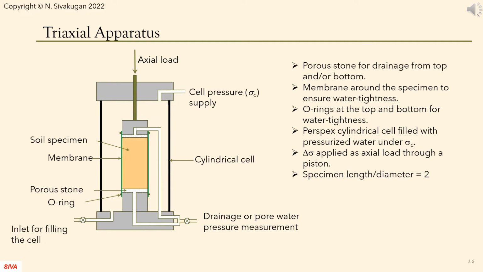Triaxial test is the most popular laboratory test to determine the cohesion and friction angle of a soil specimen in the laboratory. We test a cylindrical soil specimen, held within an impermeable membrane, surrounded by pressurized water in a perspex cell. A piston at the top is used to apply the additional vertical stress delta sigma, which is increased to failure.